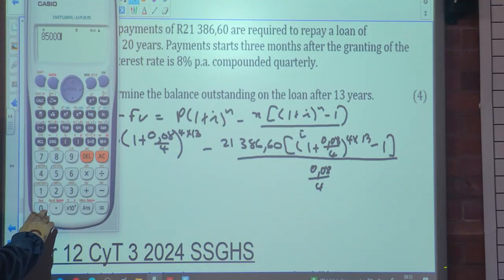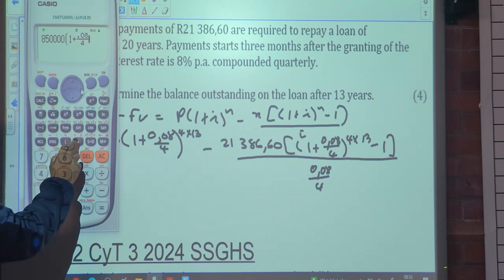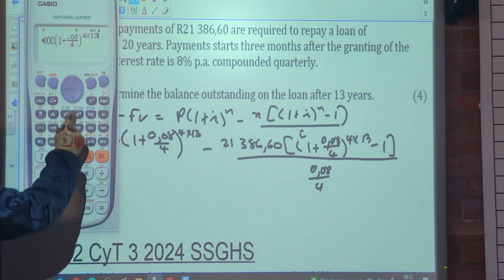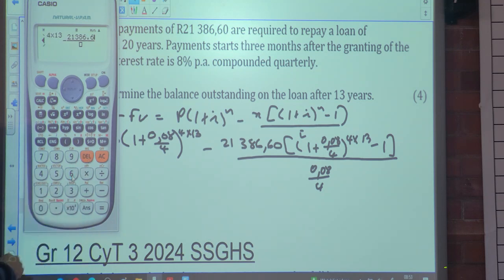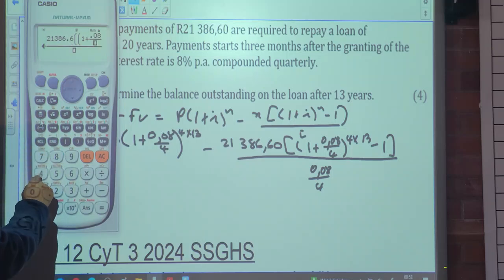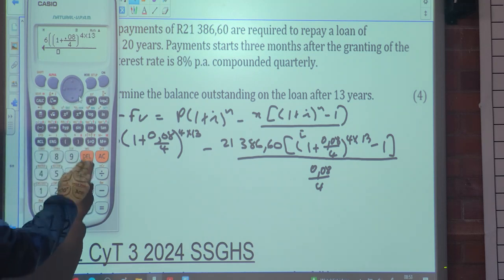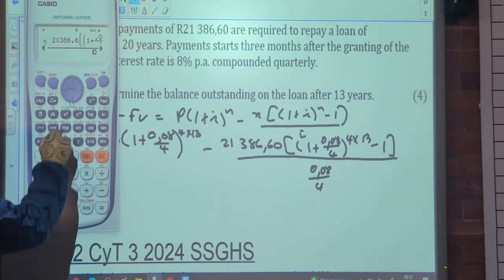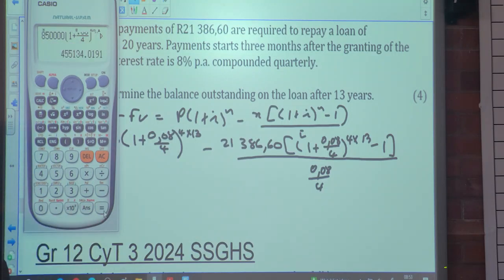So 850,000 rand into 1 plus 0.08 over 4 to the exponent 4 times 13, minus 21,386 rand and 60 cents into 1 plus 0.08 over 4 to the exponent 4 times 13, minus 1, over 0.08 over 4, gives us, is that correct? Yes, sir.